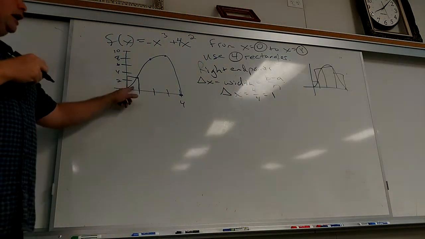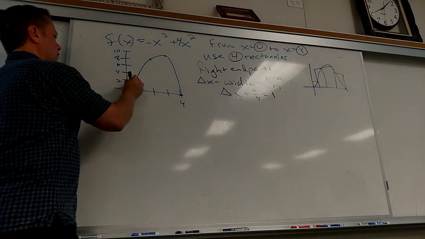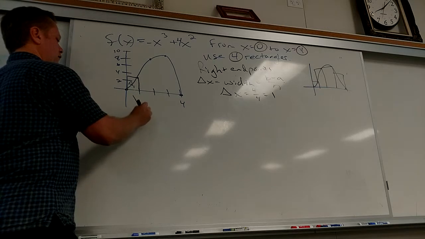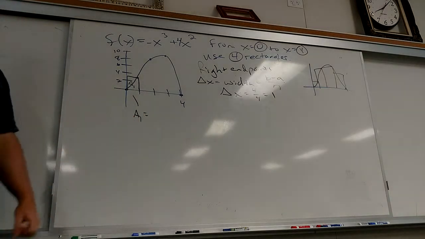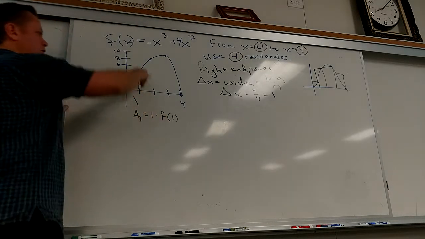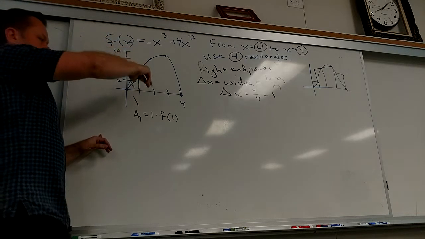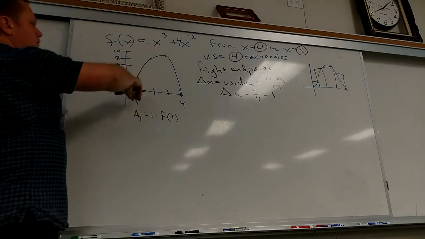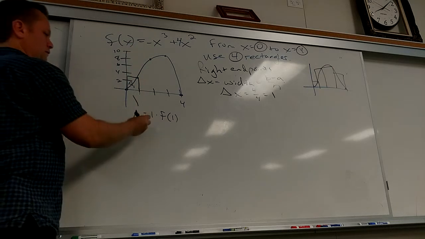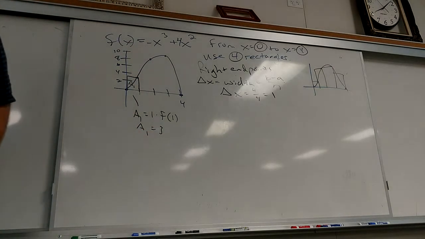So what is the area of just that first rectangle? What is this A1? The area of the first rectangle is going to be 1 times f of 1, because f of 1 is how tall it is. And what is f of 1? I think it was 3, right? This first rectangle has an area of 3.